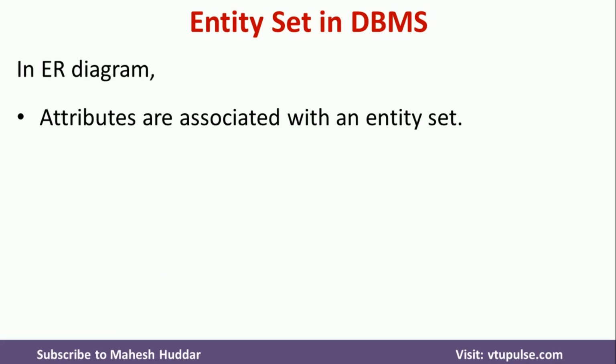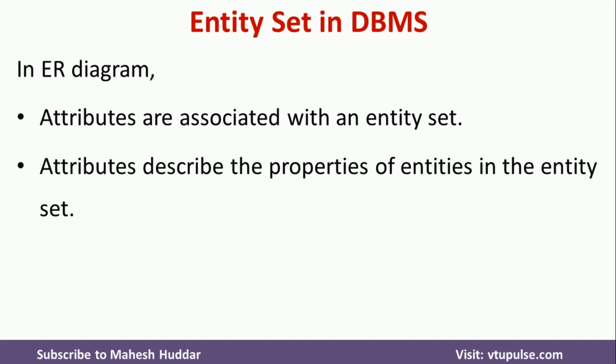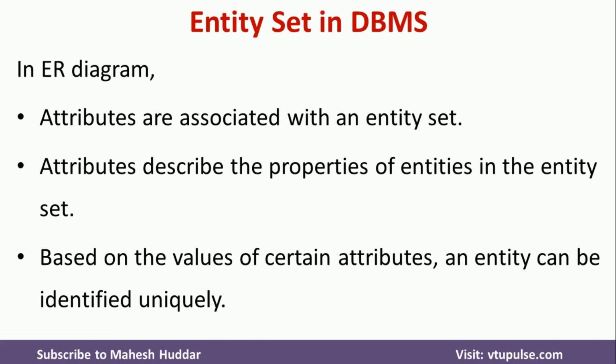In an ER diagram, attributes are associated with an entity set, and these attributes describe the properties of entities in the entity set. Based on the values of these attributes, an entity or a row can be uniquely identified. For example, each and every table or entity set has something called a primary key. The values of those primary keys are used to uniquely identify an entity or a row in the given database.